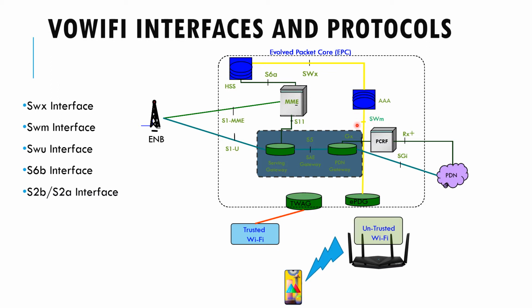Then the next interface is SWu, which is between the EPDG and the UE through the Wi-Fi router. The next interface is S6b, which is between the AAA and the PDN gateway. The final two interfaces that have been introduced are S2a and S2b. S2a is between TWAG and PDN gateway, and S2b is between EPDG and PDN gateway.